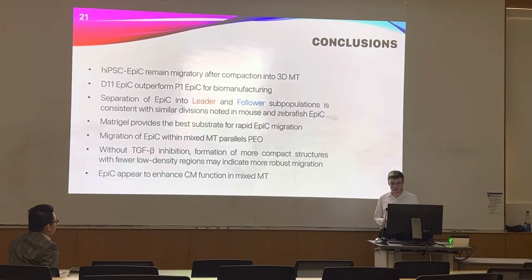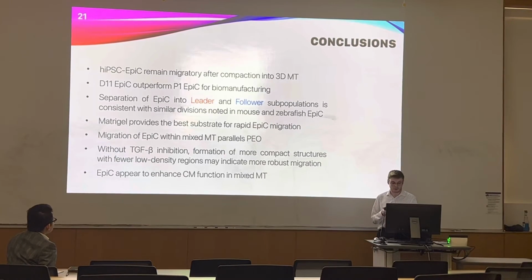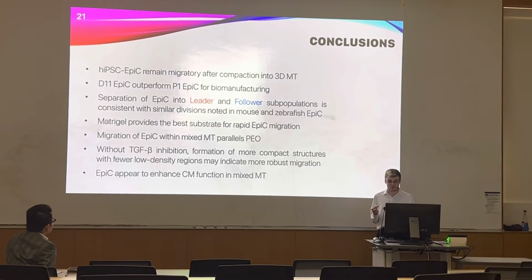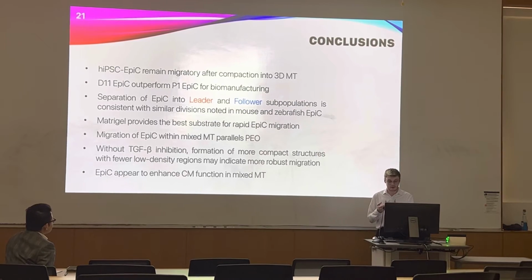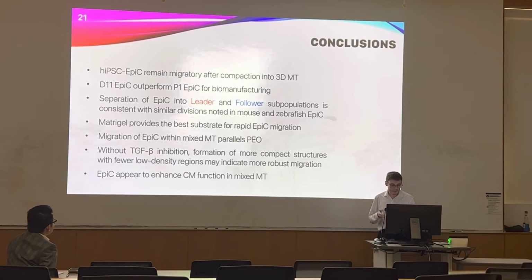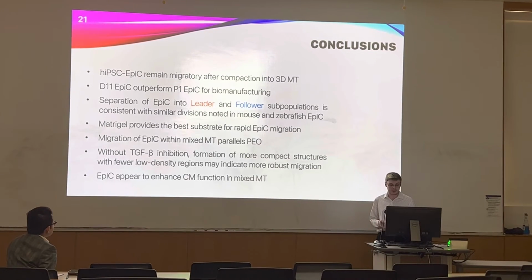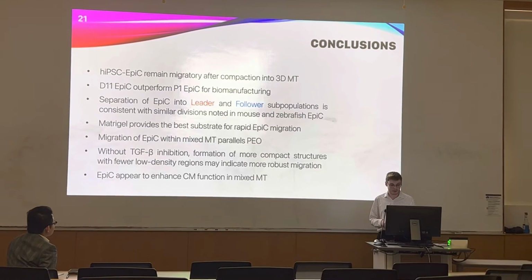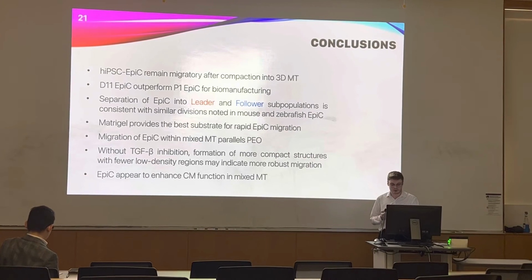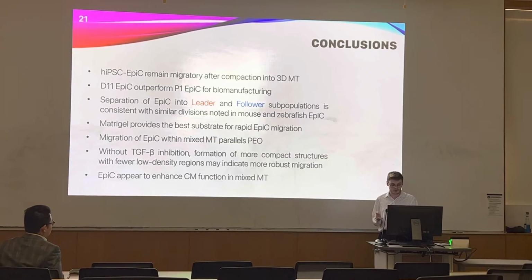In our 3D studies, we found that EPICs will migrate and interact with cardiomyocytes, similar to the interaction of the proepicardial organ and the formation of the epicardium in vivo. And we noted that without TGF-beta inhibition, we get more compact structures, possibly indicating more robust migration. Finally, based on our calcium handling results, we infer a positive functional relationship in 3D co-culture.